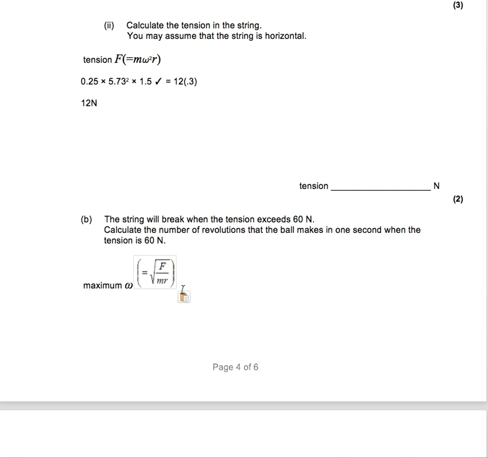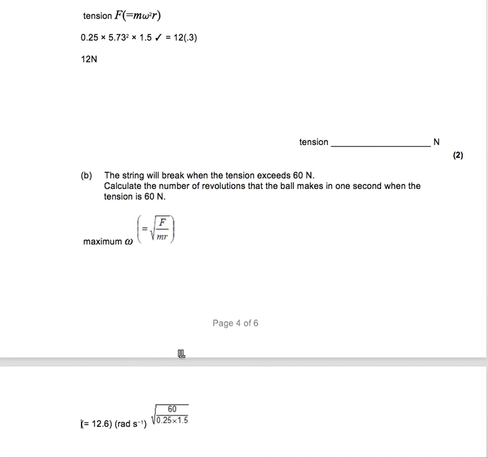That's going to be our maximum omega, down to our maximum tension. If we fill in our numbers then, we get the square root of 60 over 0.25 times 1.5, which gives us 12.6 radians per second. And that's not what we're after. We're looking for the number of revolutions the ball makes in 1 second. We're looking for the frequency. So we have 12.6 radians per second.